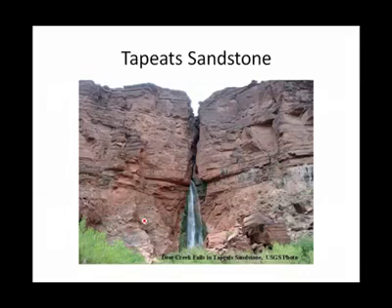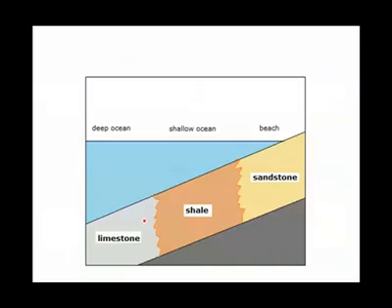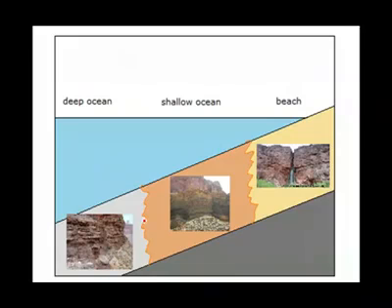Going even further, we encounter the Tapete sandstone. This sandstone will have evidence, little trilobite fossils, that it was formed at the beach. We've got 3 different rock layers forming in 3 different environments: the limestone, the shale, and the sandstone. So we have now determined that the limestone, Bright Angel Shale, and the Tapete sandstone formed at these environments.